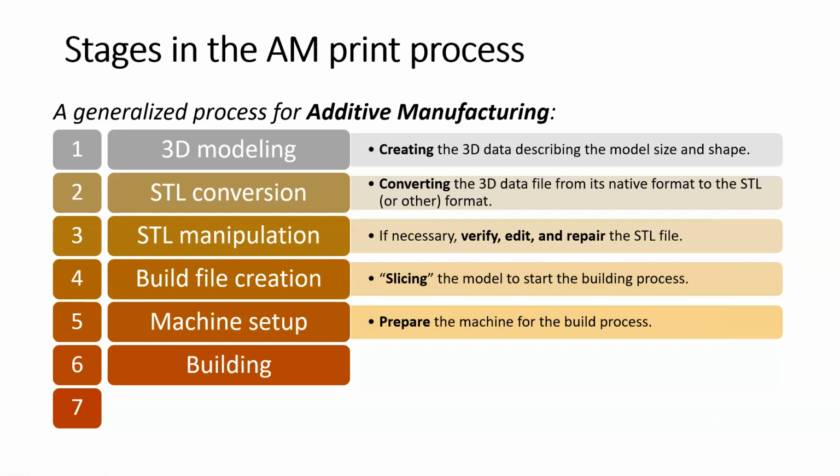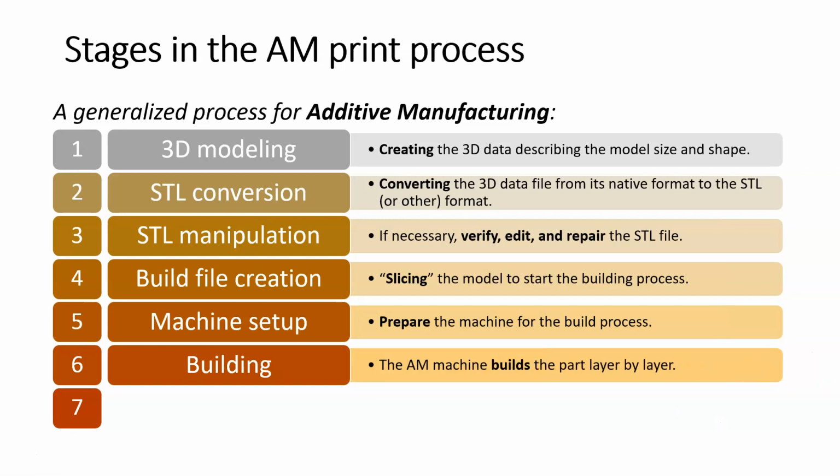So after we set up the machine, we're ready to print, and that's where we send the sliced file, right? The slicer file, the output of that is then sent to the 3D printer, and then the additive manufacturing machine or the 3D printer will build the part layer by layer. Okay, so basically it's reassembling the layers from the slicer into a physical model.